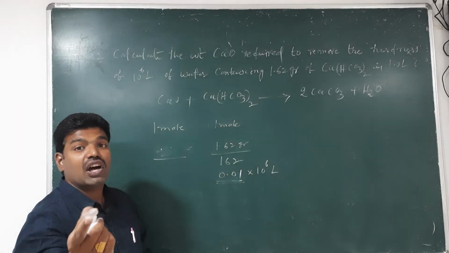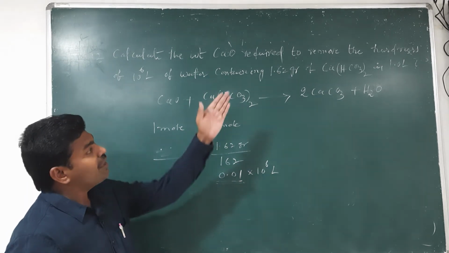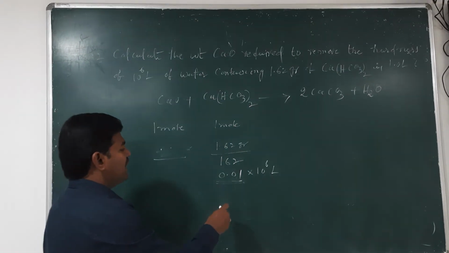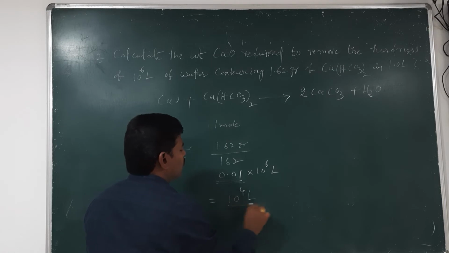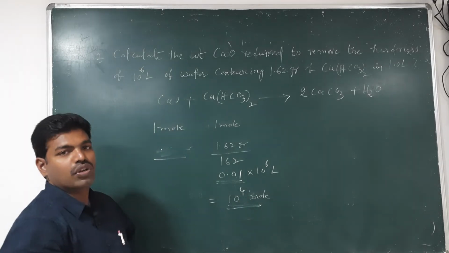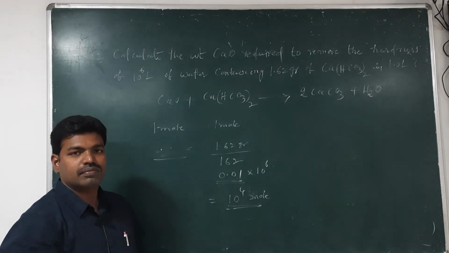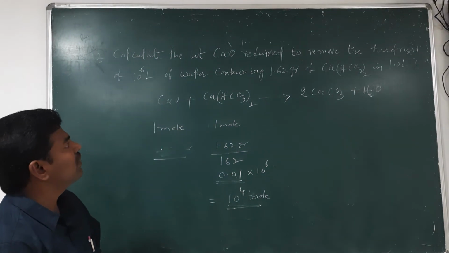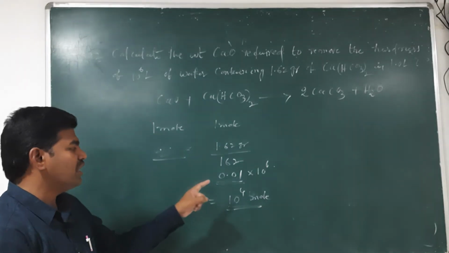That gives the number of moles of calcium oxide which is required to remove the hardness of water in 10 power 6 liters. Okay, so you can get this: 10 power minus 2 times 10 power 6 is 10 power 4 moles. Okay, so 10 power 4 moles required to remove the hardness of water in 10 power 6 liters of water, right? Okay, so 10 power 4 mole.